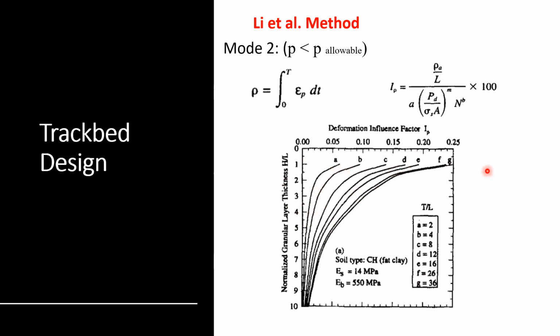So for A compared to G, for instance, right, where you have T over L of 2 versus T over L of 36. So again, you have to always keep these things in mind, follow the engineering sense and your understanding of the stress distribution and the factors that would govern your stress distribution.